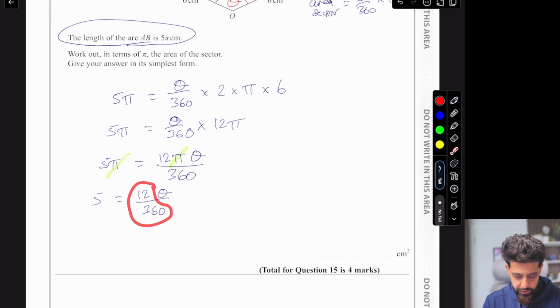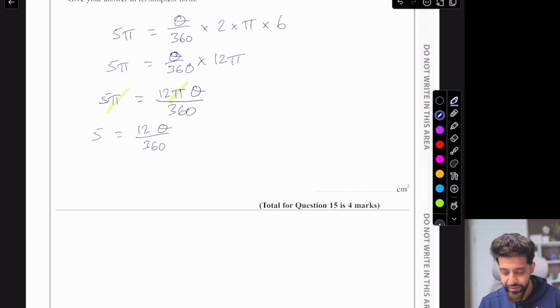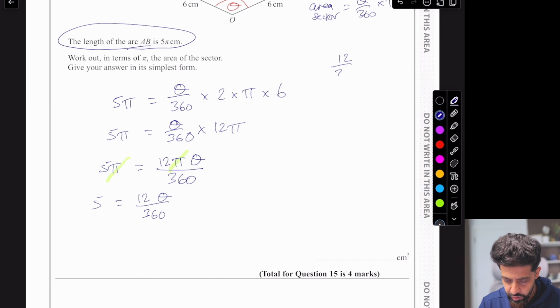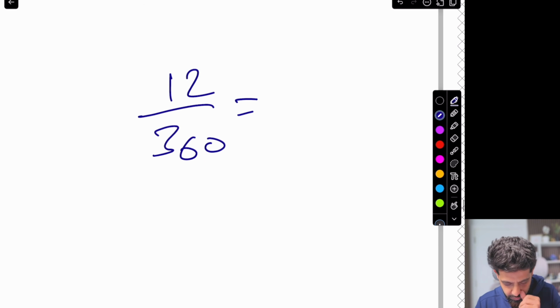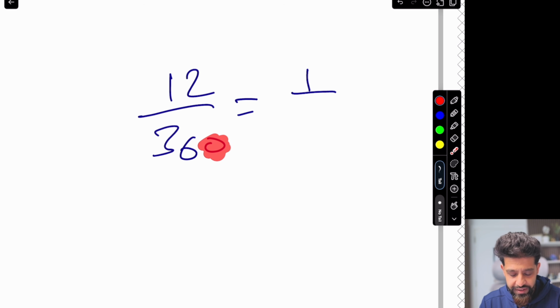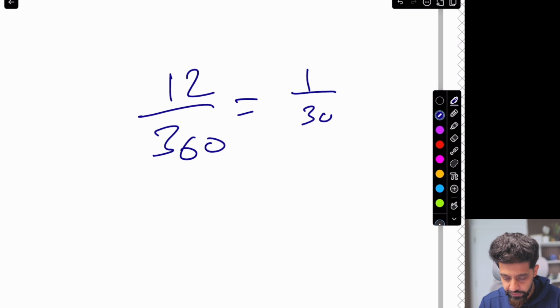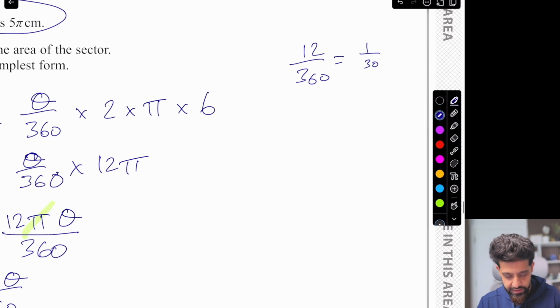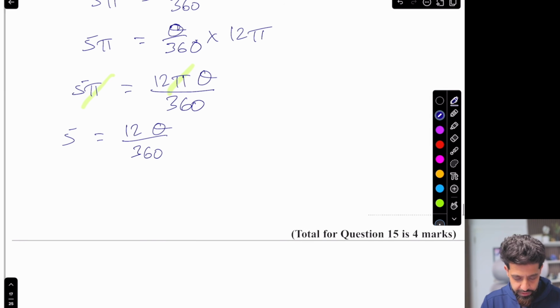Now we need to do this calculation, 12 divided by 360. So we can simplify that. So let's do it up here. So 12 over 360 and simplify that. So what can we divide both 12 and 360 by? They both divide by 12. 12 divided by 12 is 1. And 360 divided by 12. Now, if you cover up the 0, do 36 divided by 12. That is 3. And then add that 0 back on. So 30. So 1 over 30 is that simplified. So therefore, this will become 5 is equal to 1 over 30 theta.